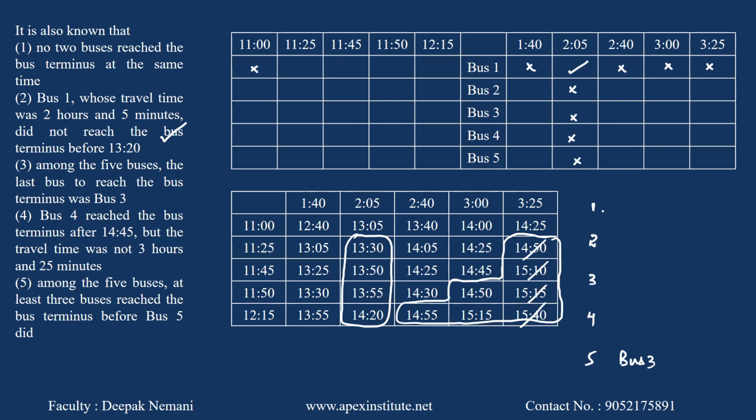Because bus 4 will be reaching at 14:50 when it starts at 11:25 and if the travel time is 3 hours 25 minutes. Okay, 15:10 when it starts at 11:45 and the travel time is 3 hours 25, and similarly for 15:15 and 15:40. Now since we are given that the travel time was not 3 hours 25 minutes, these 4 values are not possible for the reaching time of bus 4. So the bus 4 might reach its destination at either 14:50, 14:55 and, sorry, 15:15.